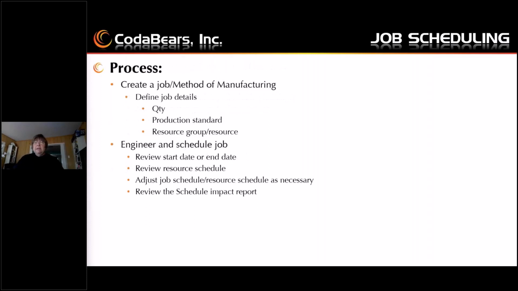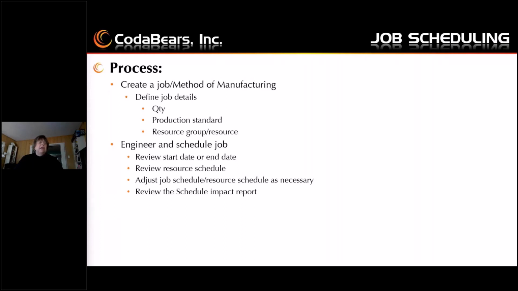So what's the process that we take for job scheduling? One is we create a job or a method of manufacturing. In that job, we define the job details, which include the quantity that we're manufacturing. We put our production standards in there. So we would put materials, labor burden, and we would put a resource group and resource as we build the job.